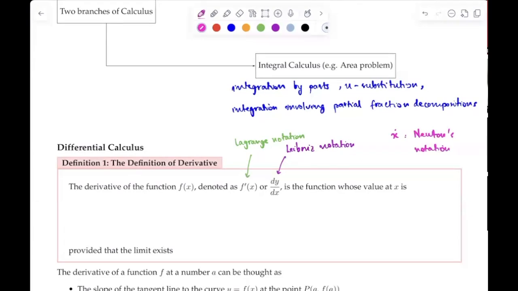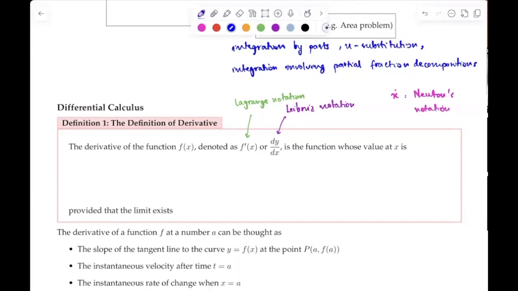All right, so derivative of the function f of x, denoted as f prime of x or dy dx, is the function whose value at x is: f prime of x is equal to the limit of f of x plus h minus f of x, altogether divided by h, as h approaches 0, provided that the limit exists. Okay. So this part of the formula, this part right here, is called the difference quotient.